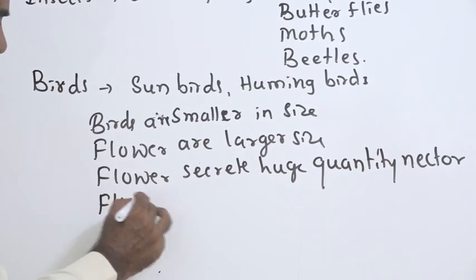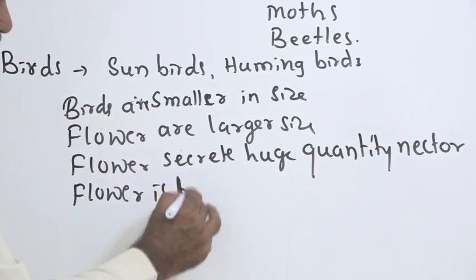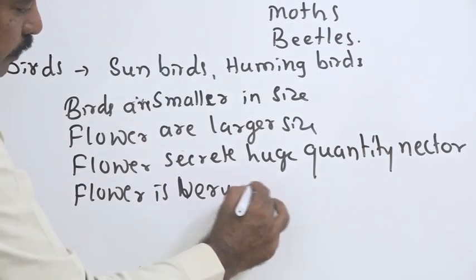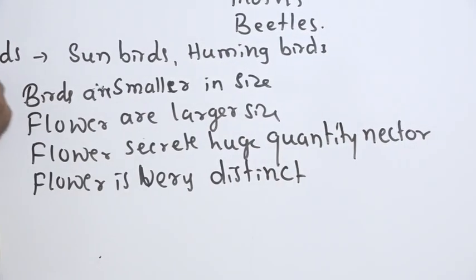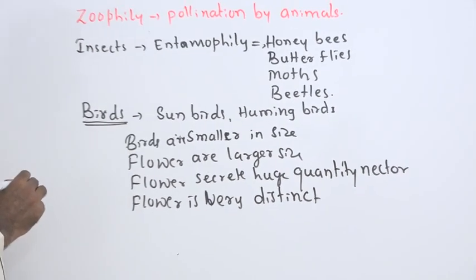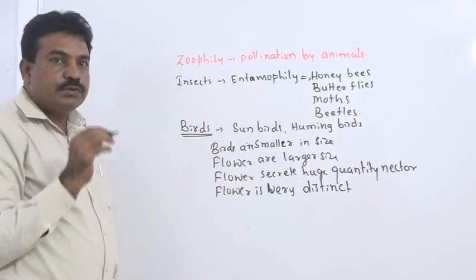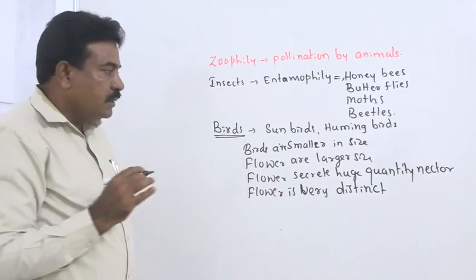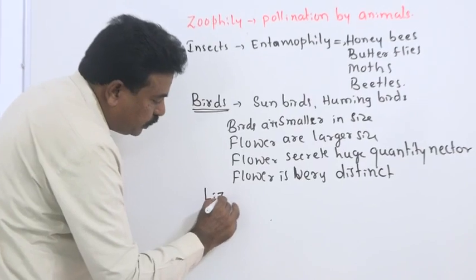Then the flower is very distinct, to attract especially the birds. Hence the sunbirds and hummingbirds are the only two special groups of birds in the world. They carried out pollination.